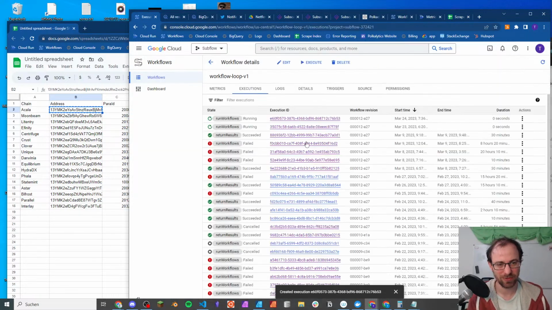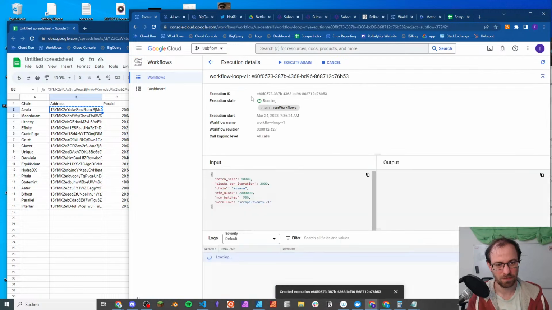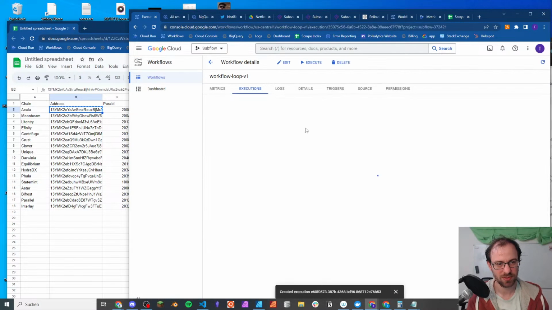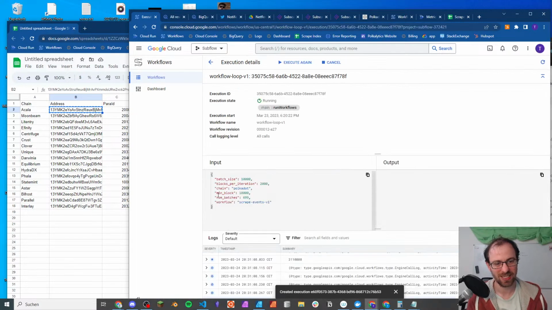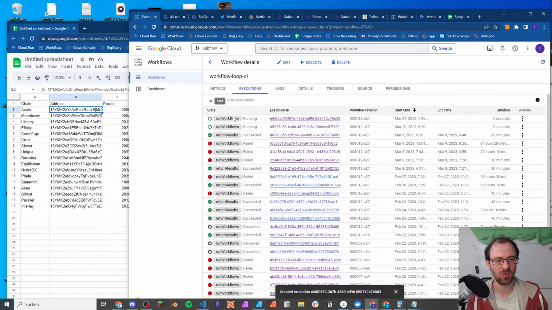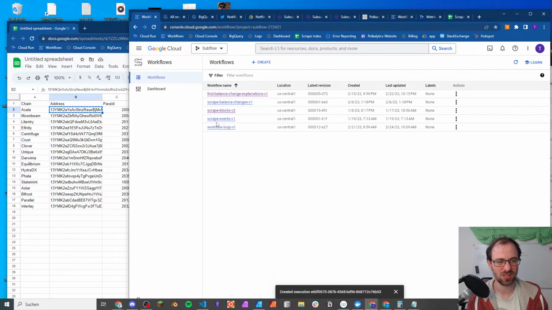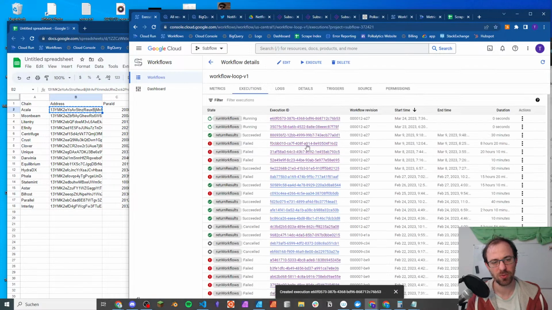So there's a master workflow, the Kusama one, that triggers a lot of other workflows to scrape events. And what is a workflow actually? A workflow is a small, maybe long-running program.